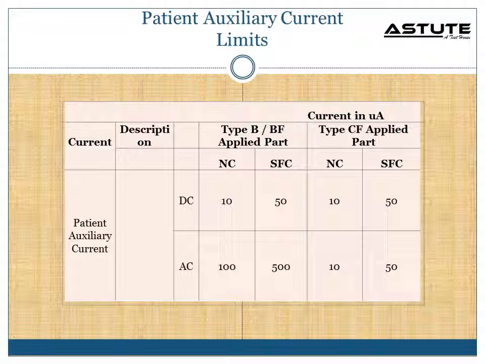Patient auxiliary leakage current limits are as follows. For type B and BF applied parts, in normal condition 100 microampere and single fault condition 500 microampere. For CF applied part, in normal condition 10 microampere and single fault condition 50 microampere.